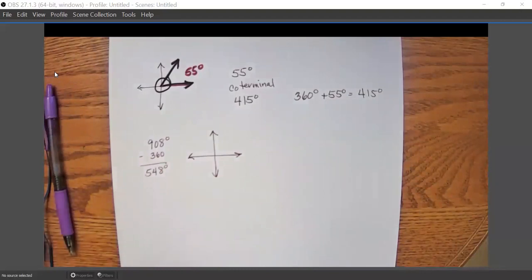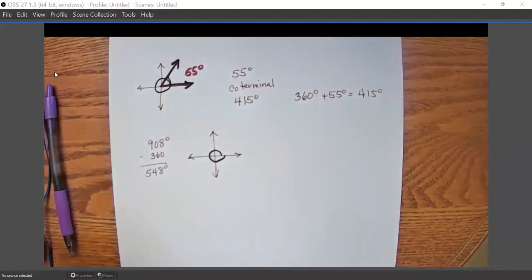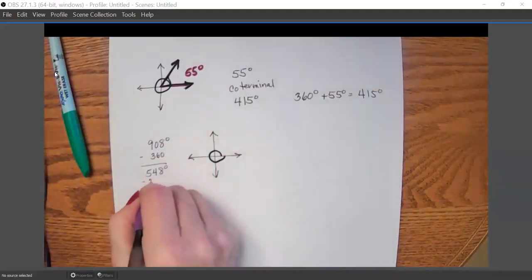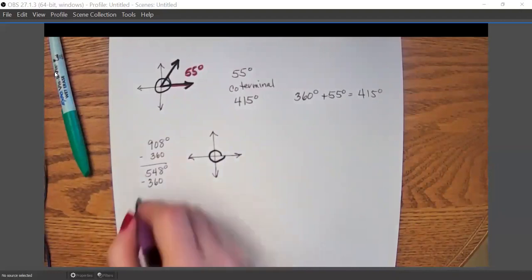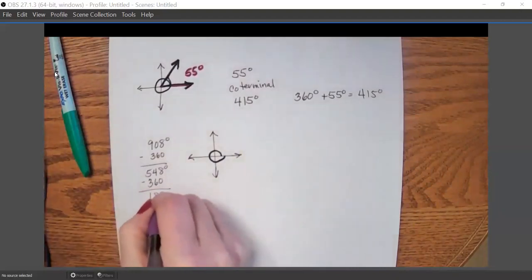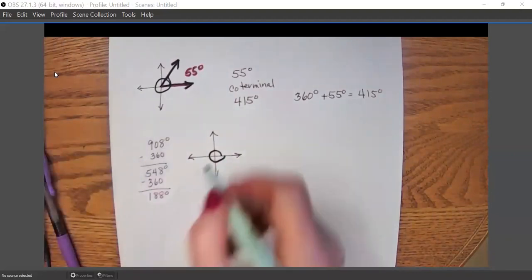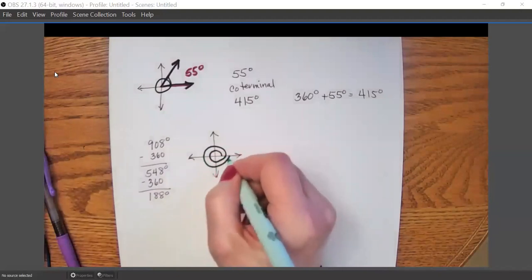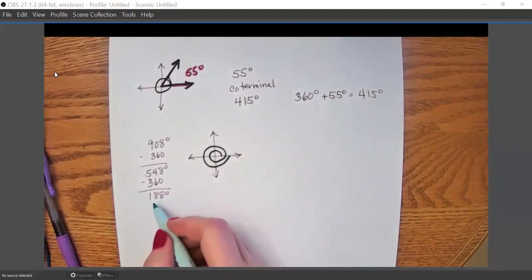So one time around the circle, I'm taking up 360 of the degrees, and now I still have 548 degrees. So I can go around that circle again. So let's take out the second 360 degrees. That's going to leave 188 degrees. So not only did I go around one time, I went around a second time. That took up 720 of my degrees. And now I have a 188 degree angle.